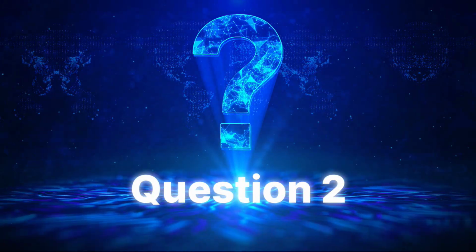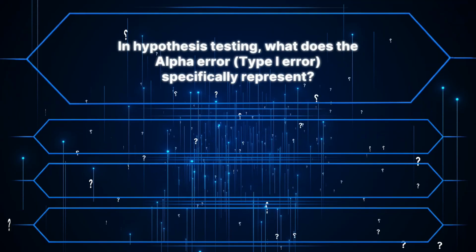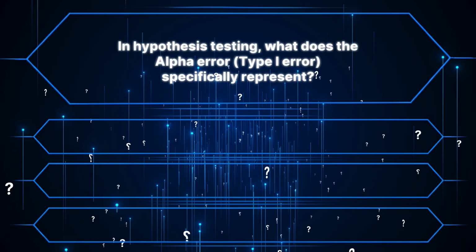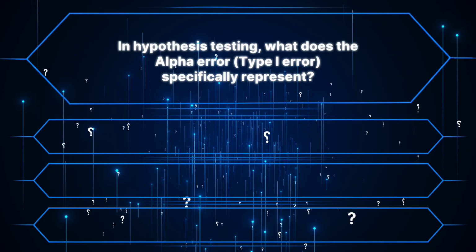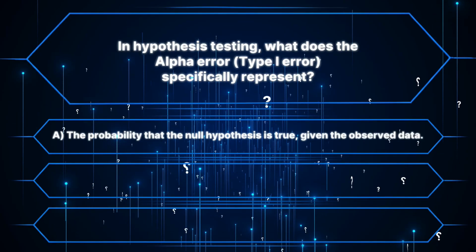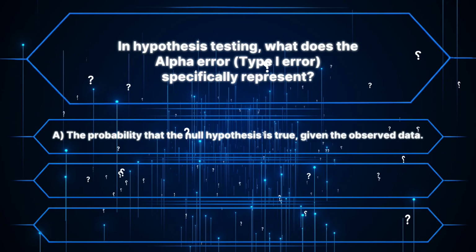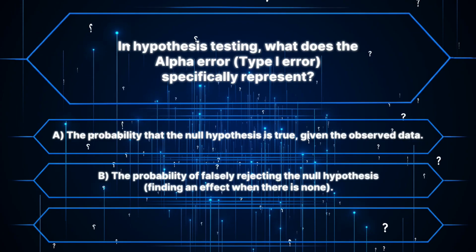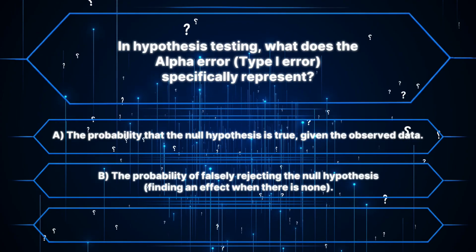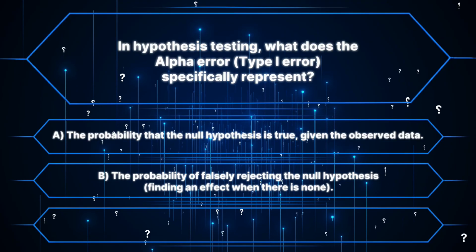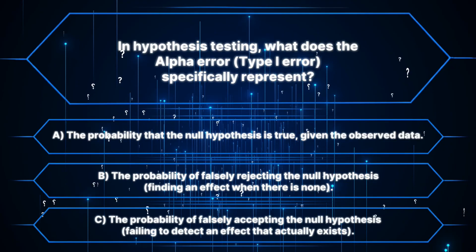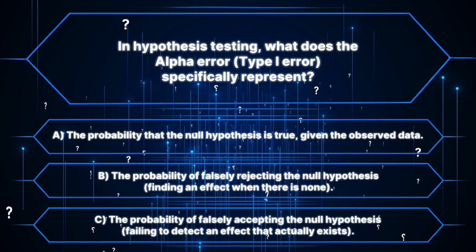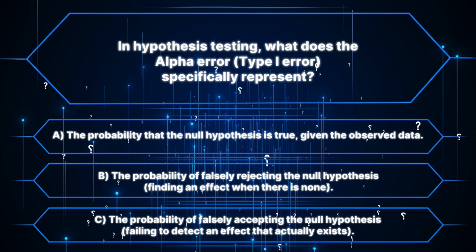Let us continue with question 2. In hypothesis testing, what does the alpha error, type 1 error, specifically represent? A. The probability that the null hypothesis is true given the observed data. B. The probability of falsely rejecting the null hypothesis, finding an effect when there is none. C. The probability of falsely accepting the null hypothesis, failing to detect an effect that actually exists.